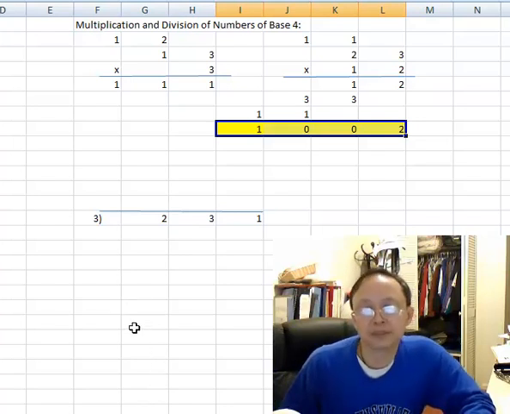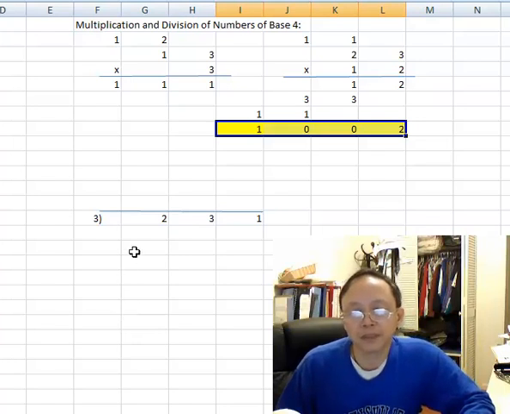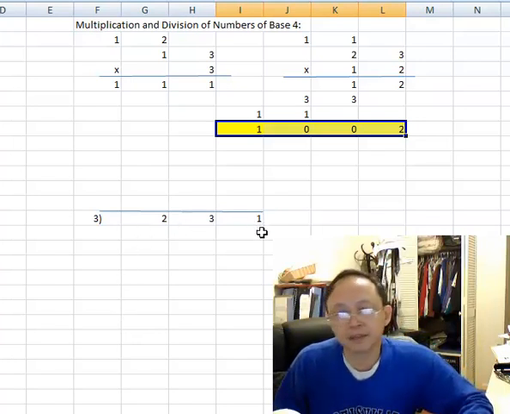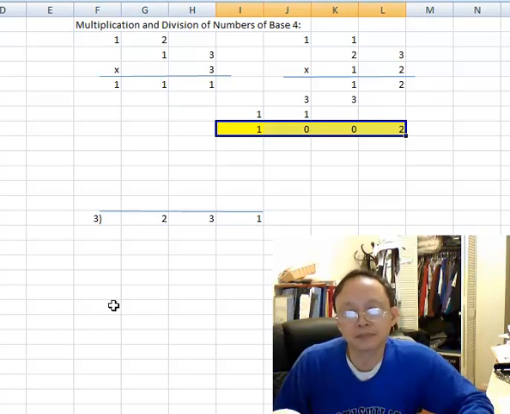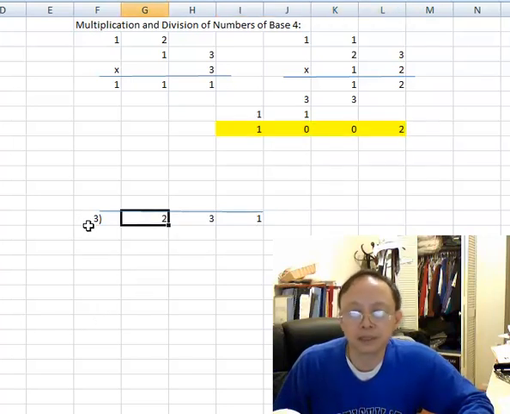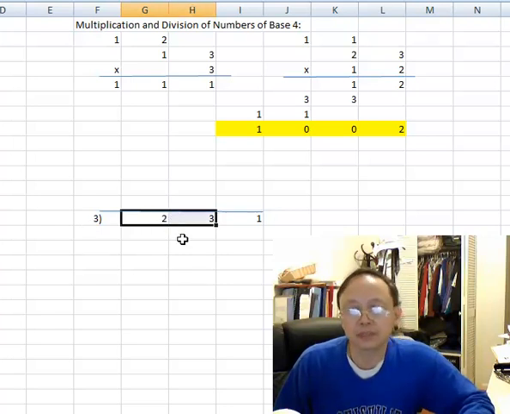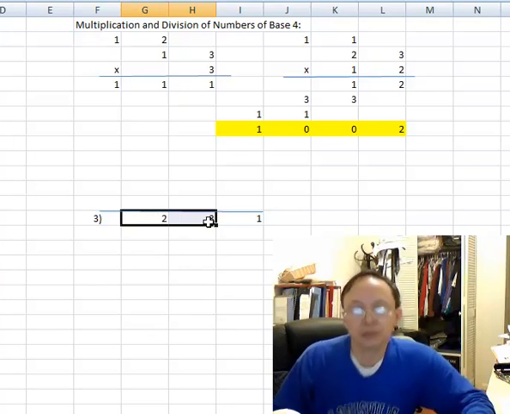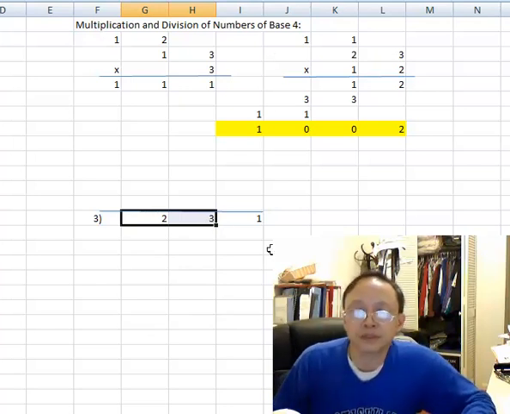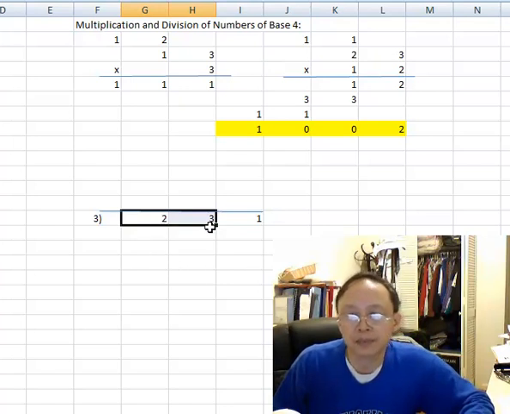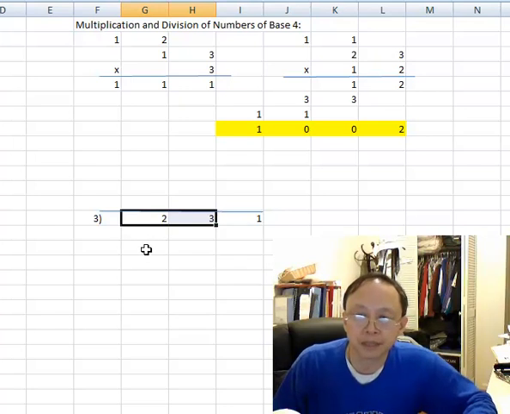Now let's look at division. Suppose we have the question 2, 3, 1 divided by 3. Now 2 is smaller than 3, so we cannot divide. So we need to use 2, 3 divided by 3. Now 2, 3 in base 4 system in decimal is 2 times 4, you get 8. 8 plus 3, you get 11. So 2, 3 divided by 3 is equivalent to 11 divided by 3.